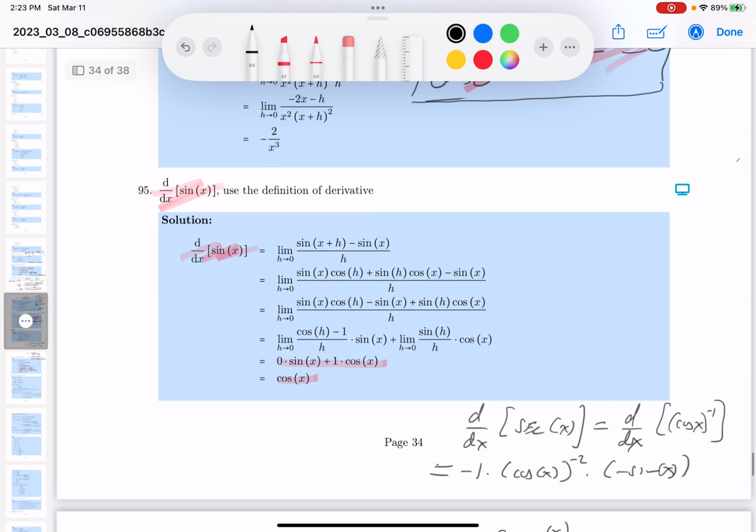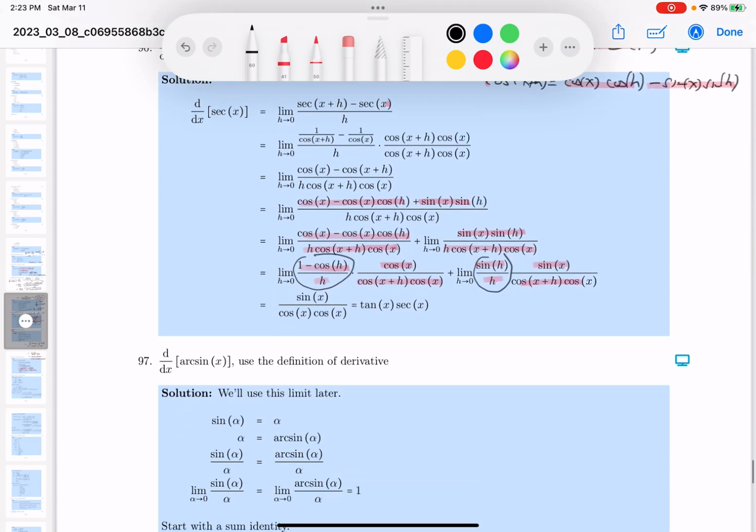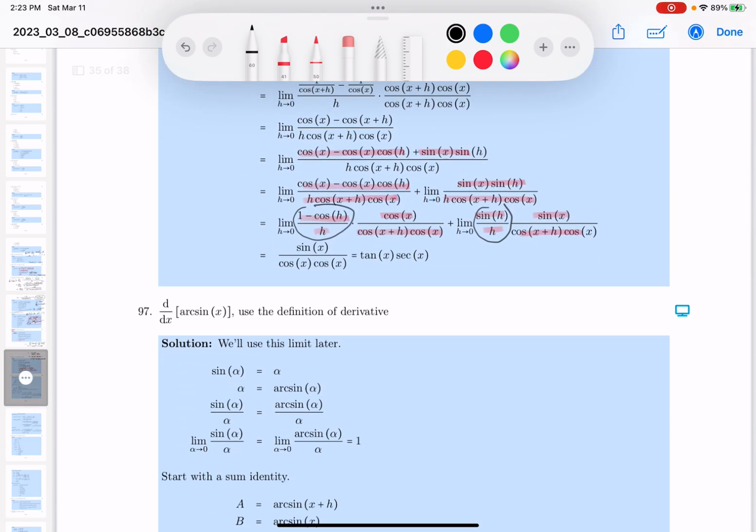What do we know about that? Again, when I said they're similar limits, for example, cosine h minus 1 over h is really the same thing as 1 minus cosine h over h, really the same limit. So what do you get over there? 0 times sine x. I'm sorry, you get 0 times this term over here. That disappears, and this is 1 times this term over here. But what's the limit of that guy over there? Well, it's going to be sine x over cosine x times cosine x. We get this over here. What does that reduce to? This thing over here. Thank you.